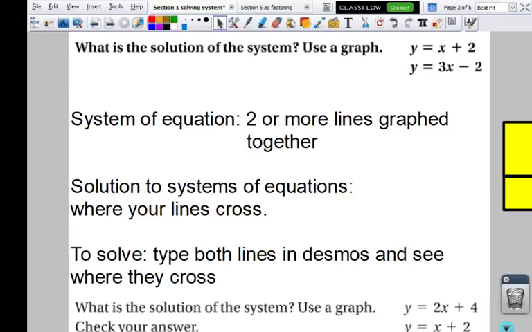Alright. So, I'm going to find the solution to the system of equations y equals x plus 2 and y equals 3x minus 2. And it's pretty easy to solve. To solve, we're going to type both lines in Desmos, and we're just going to see where they cross. So let me go over here to Desmos, and I'm going to go y equals x plus 2. I didn't memorize these.